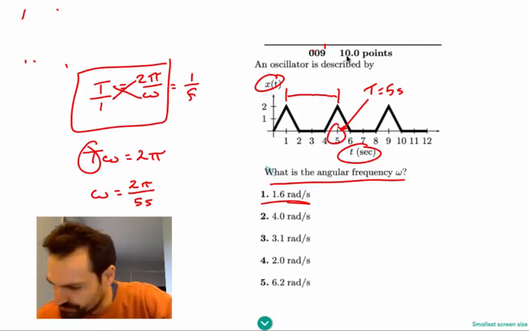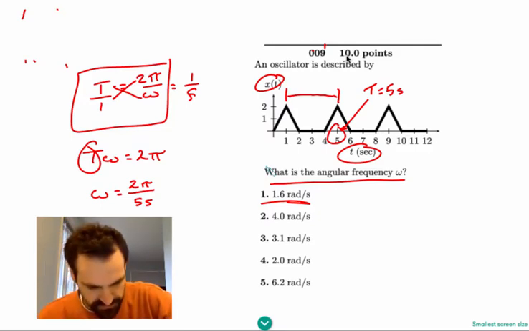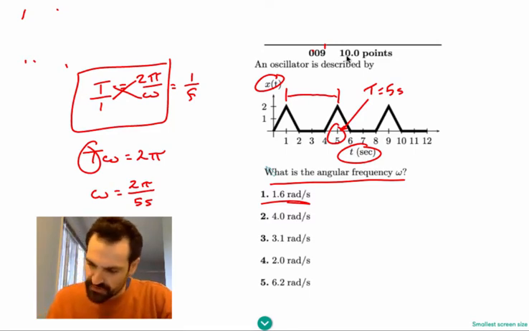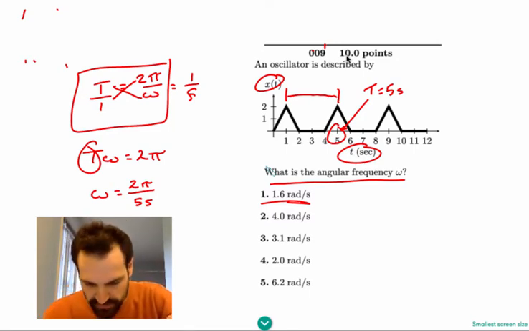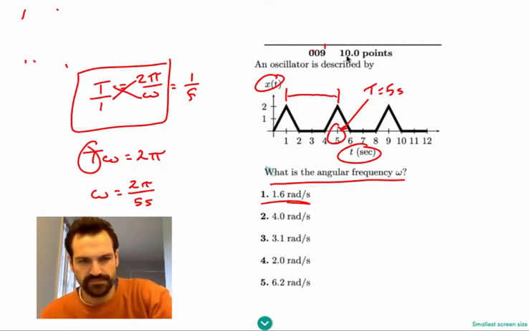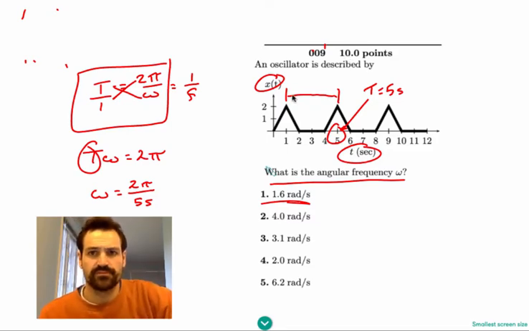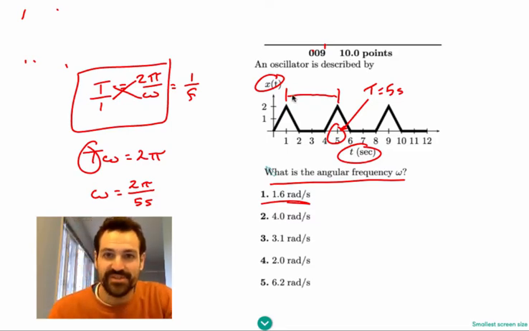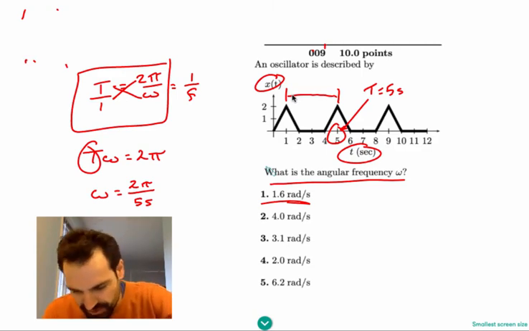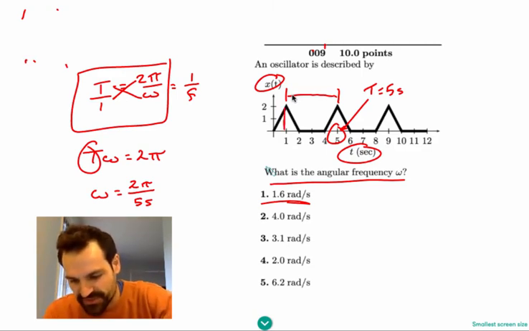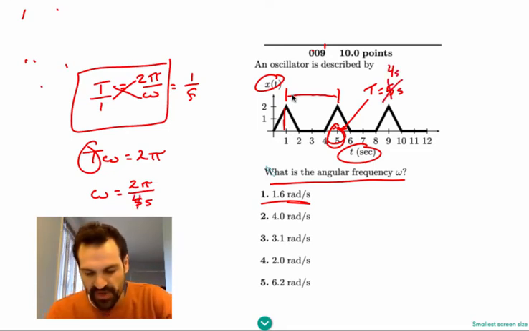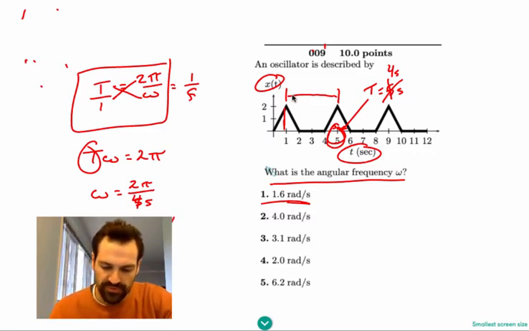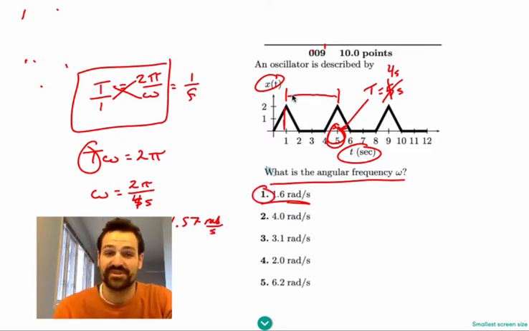Did I do a thing wrong? Two times 3.14 divided by 5. And now I'm realizing that I can't even measure this way, because this is from 1 to 5 seconds. So the period is actually 4 seconds. So it should be 2 pi divided by 4. And when you do that, you're going to get 1.57 radians per second, or 1.6 radians per second.